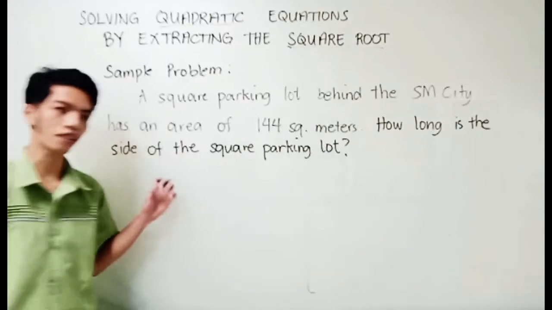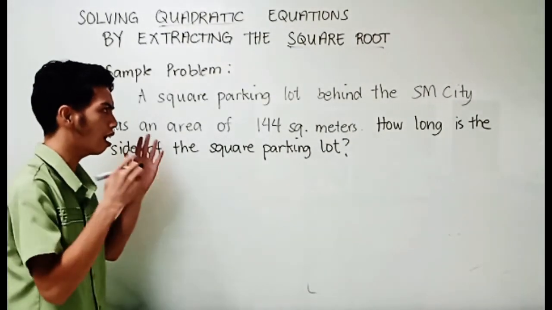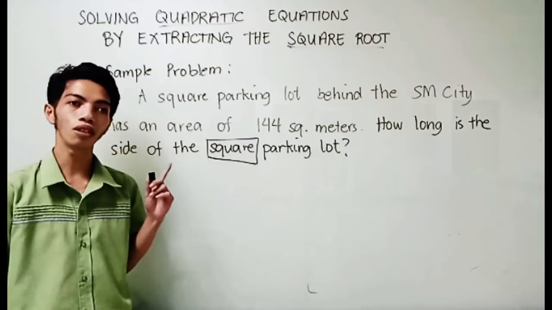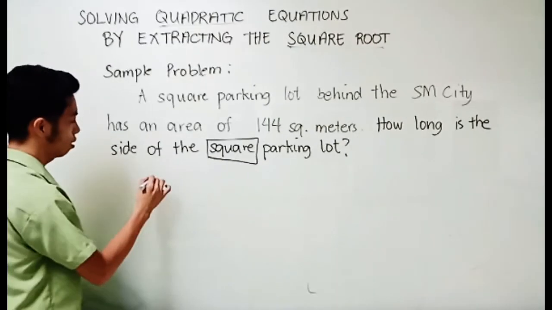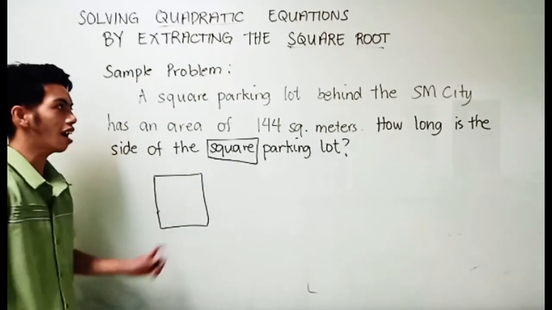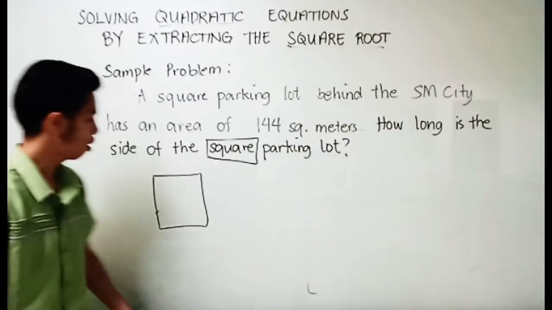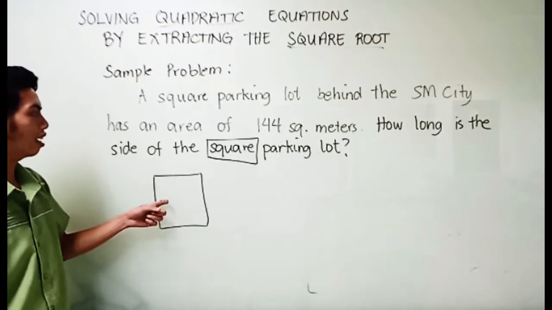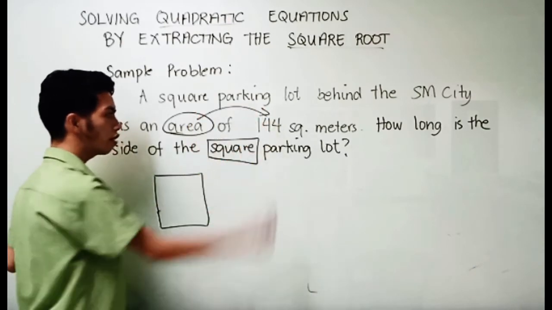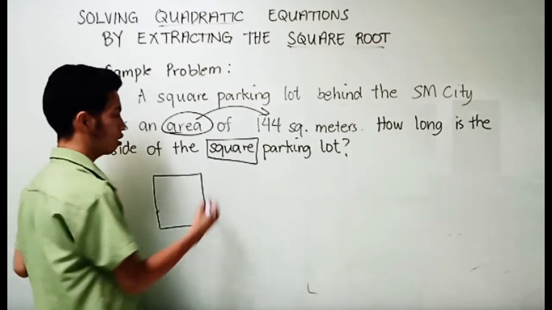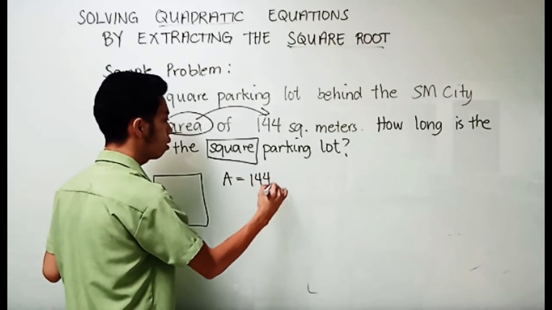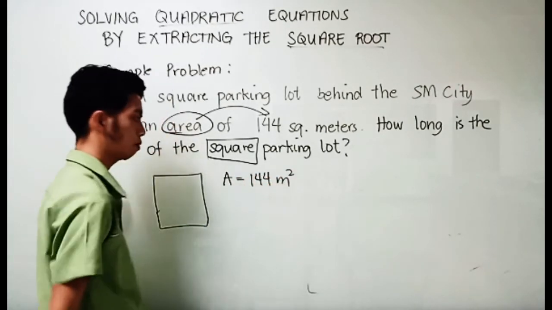In illustrating the parking lot, it is said that the shape of the parking lot is a square. So now we are going to draw a square. Okay, assume that this square is a parking lot at SM City. Okay, it is said that the area of the parking lot is 144 square meters. It is said that the area is 144 square meters.